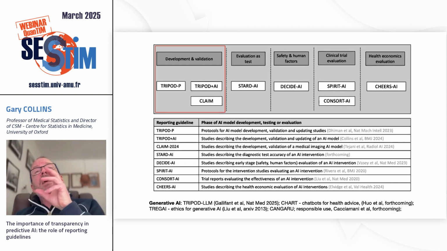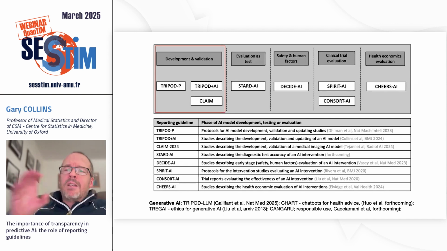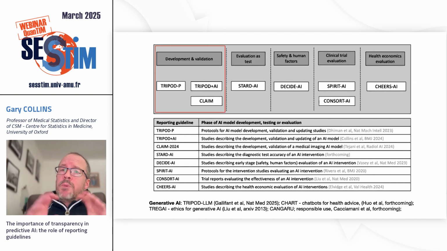I mentioned DECIDE-AI, SPIRIT-AI and CONSORT-AI. The other reporting guidelines are around CHEERS. CHEERS is for studies in health economics: is the AI intervention cost effective? And there are lots of other reporting guidelines currently being developed around chatbots. There's a CHART guideline, and TREGIS around ethical use of generative AI, etc. And there'll be lots more coming out in this space.